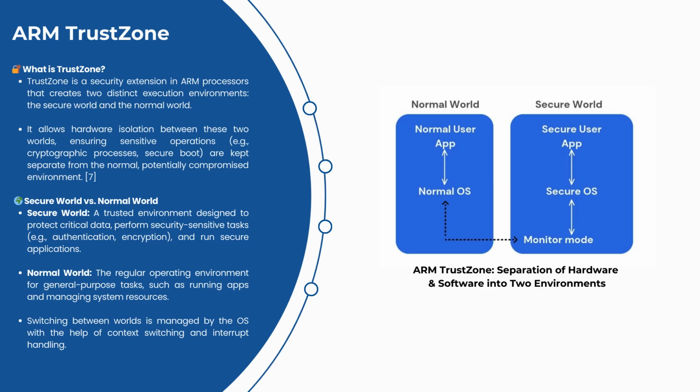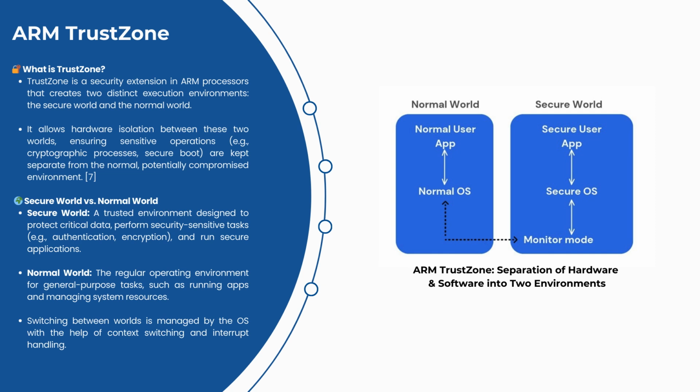ARM TrustZone. One of the most powerful security features ARM processors offer is TrustZone. TrustZone essentially creates two separate environments in the processor, the secure world and the normal world. The normal world is where typical applications and services run, whereas the secure world is reserved for security operations, such as cryptographic functions, key management, and secure boot processes.